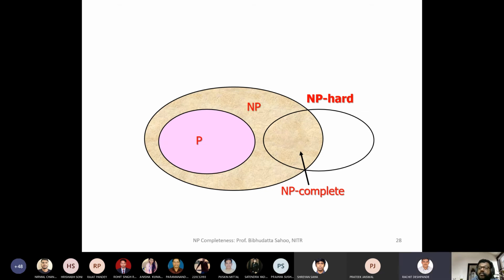Got it? Yes sir. I read it in the Sahni book that if some problem P1 is such that satisfiability is reducible to P1, then P1 is NP-hard, and if it is also in NP, then it is NP-complete. Yes, that is what the diagram says. If it is reducible, it falls into NP, but all problems do not fall into NP. Then how can it be?